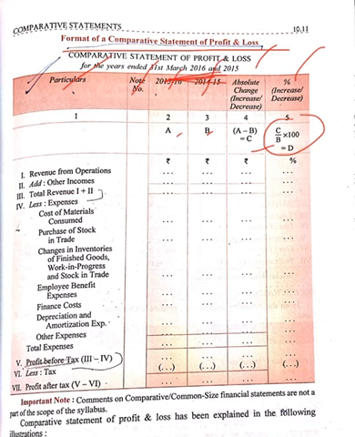So first of all there will be revenue from operations, then other incomes, then total revenue, then there will be less: cost of material consumed, purchase of stock in trade, change in inventories, and then employee benefit expenses, finance cost, depreciation, amortization, other expenses, total expenses, profit before tax and profit after tax. In revenue from operations there will be sales minus sales return.